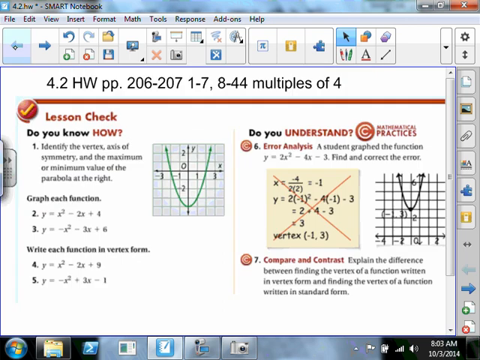Well, now here's where the fun begins. We had to graph numbers 2 and 3.